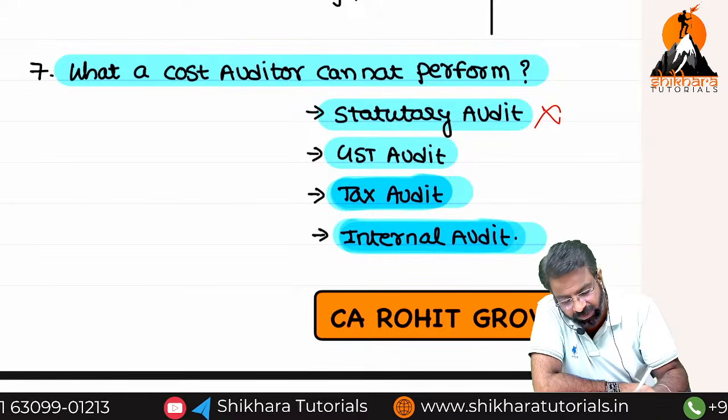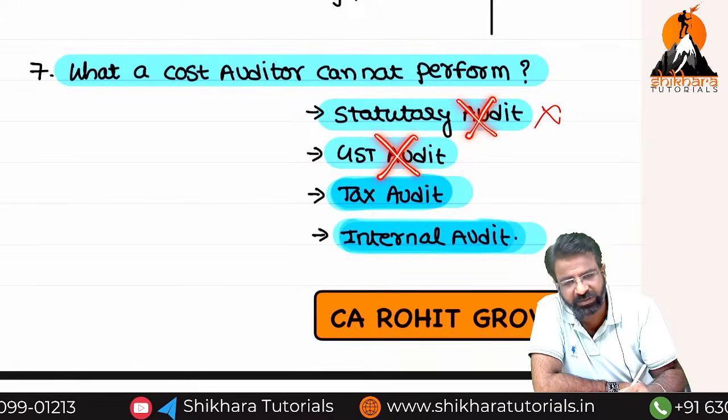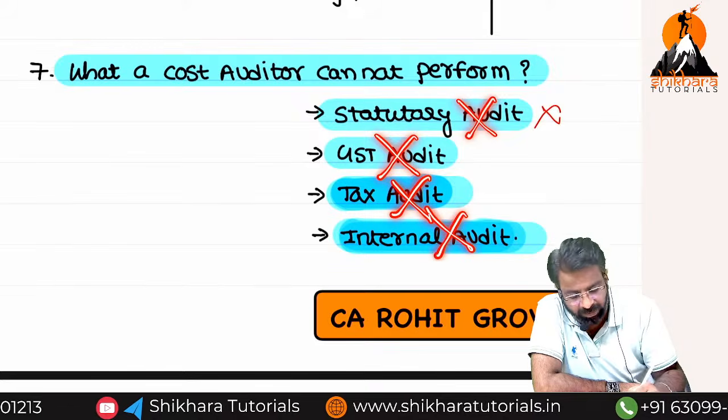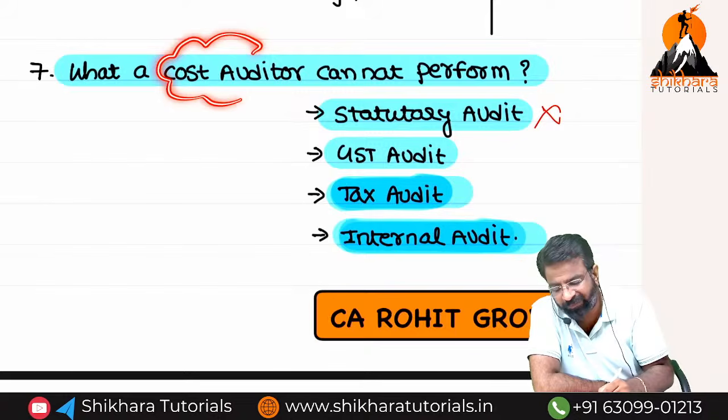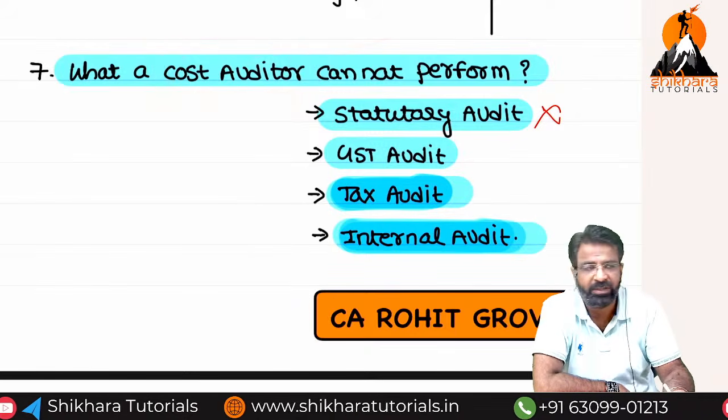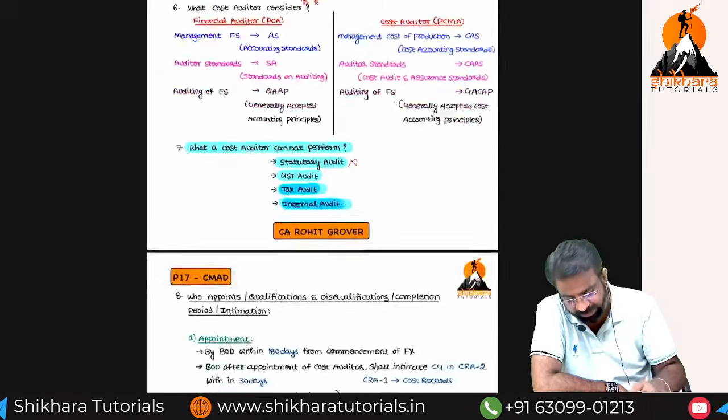You can't do the statutory audit, you can't do the GST audit, and you can't do the internal audit. These are the disqualifications of being a which auditor? Cost auditor. Is it clear? Now, what is the next thing?